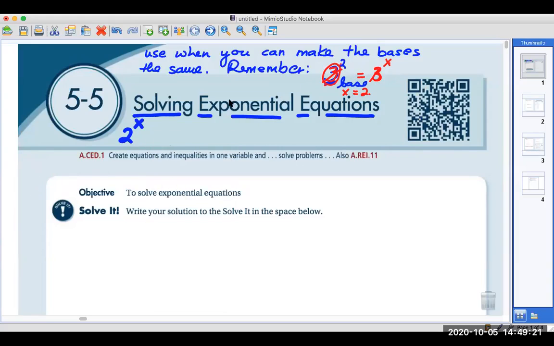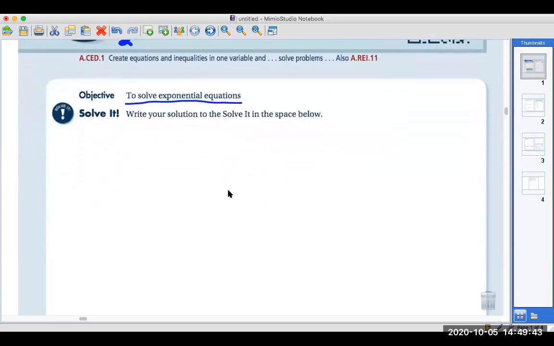You have to have a good grasp on number sense. I gave you an IXL assignment that helps you work that number sense. It's called exponents, so look at that. I believe I put it on today, which is October 5th. And we're looking at solving exponential equations.